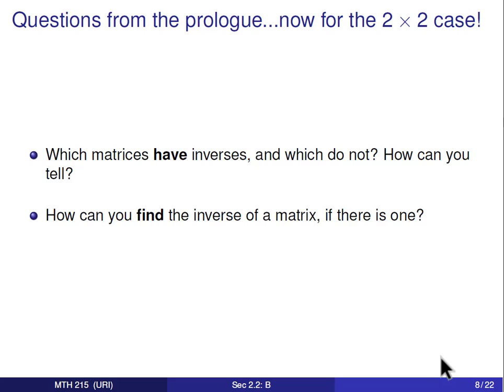From the prologue, we saw some weird things with multiplication. We saw some nice things with multiplication, and we ended with 2 big questions. Which matrices have inverses and which don't, and how can you tell? How can you find the inverse of a matrix if there is one? For the rest of the video, we are going to give definite answers to both of these questions, specifically when we're dealing with 2 by 2 matrices. Later videos in this section will talk about the questions and answers for larger matrices.